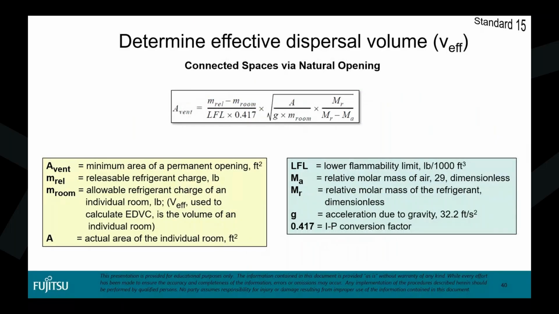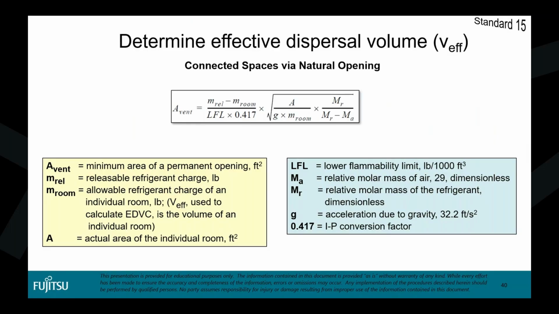The way to determine that opening is that formula I mentioned on the jungle picture. It looks a little intimidating at first, but it's not actually. Let's look at the left there on the yellow. That is a vent, that's the area we are going to calculate. MREL, that's the releasable refrigerant charge, and that is the system charge, we already have that. MROOM is the maximum charge for the smallest of the rooms that this opening is going to serve. So it's kind of straightforward. A is the actual area of that individual room, the smallest room again. So those in the yellow there aren't that tricky, to be quite honest.